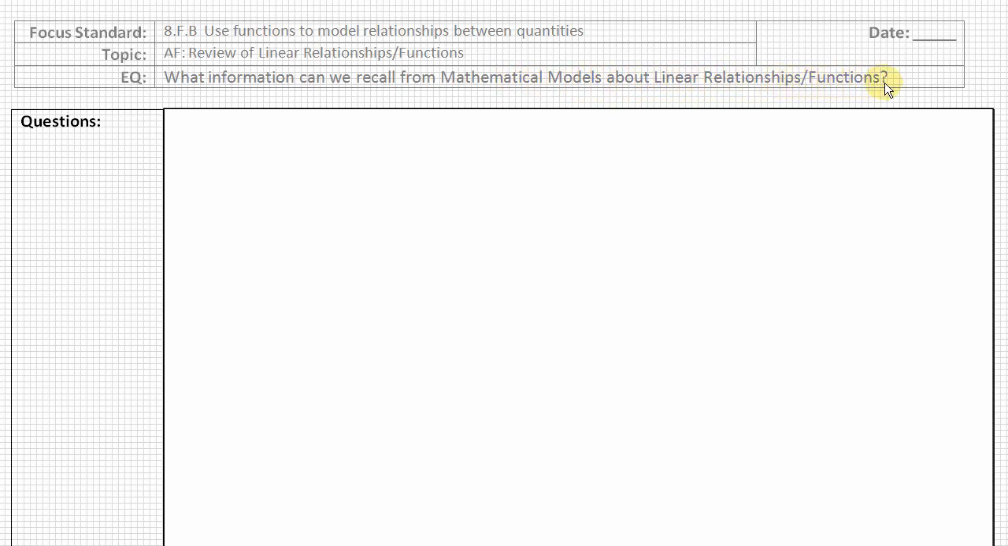Please take a moment, pausing the video if you need to, to make sure that you have all of this information copied into your header, along with today's date. Set up your question column and your note column, and resume the video when you're ready to begin.